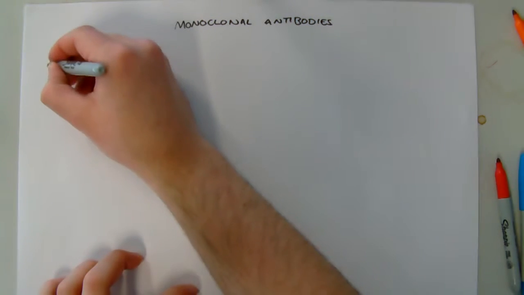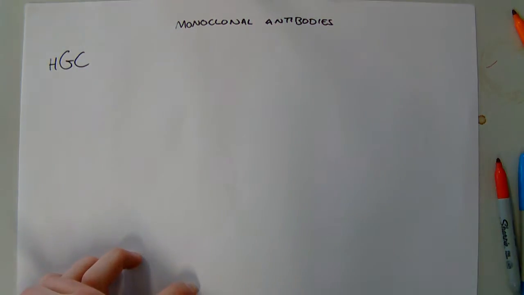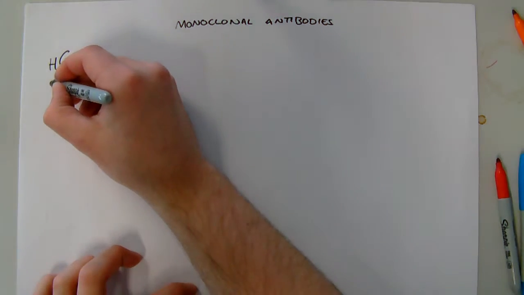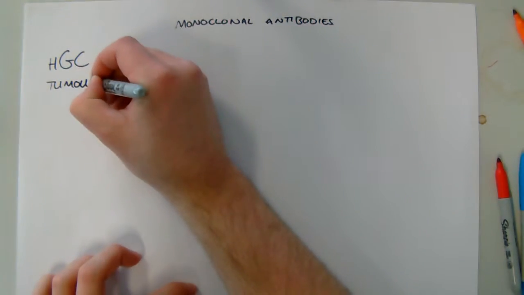The first one is for pregnancy testing, in which case we make antibodies for the HCG hormone. The second one then is for cancer medication, so for binding and latching onto tumor antigens. And here's how this works.